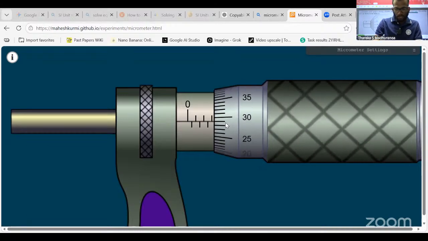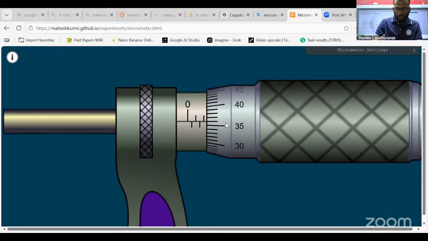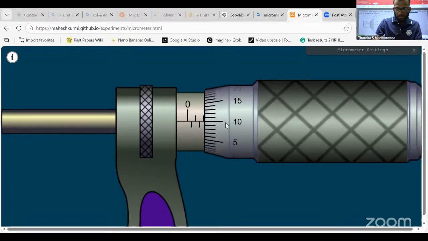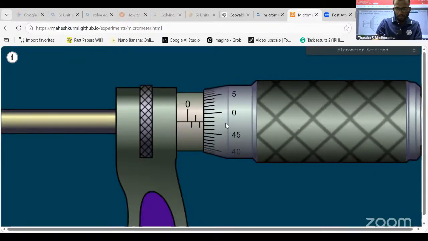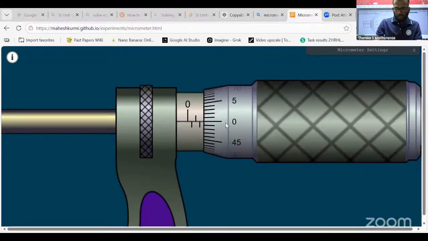I'll show you again. Okay, now you can see, if you got 0 to 0 coinciding, the linear scale middle axis and 0 coincide. Linear scale middle, are you clear?